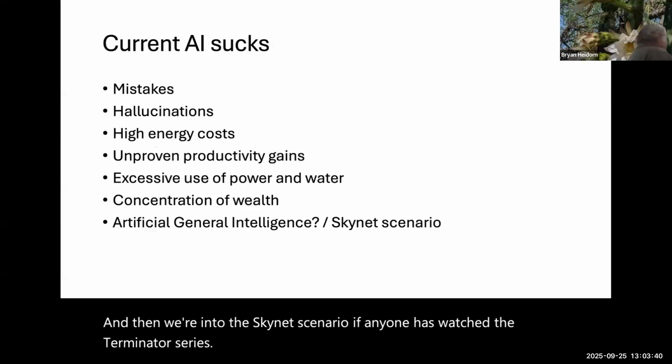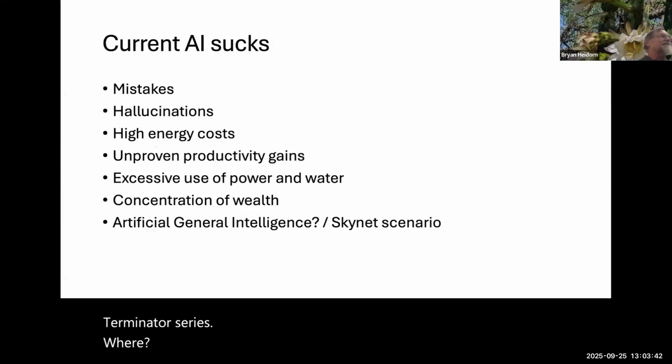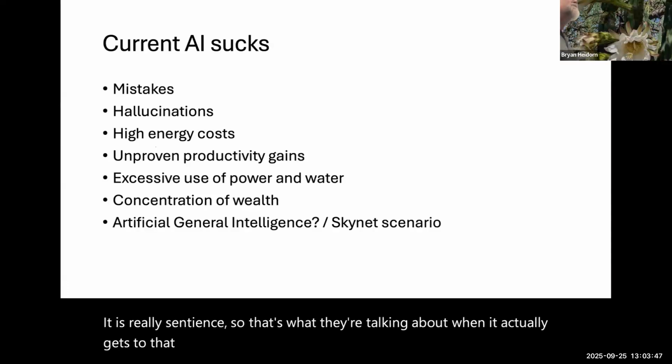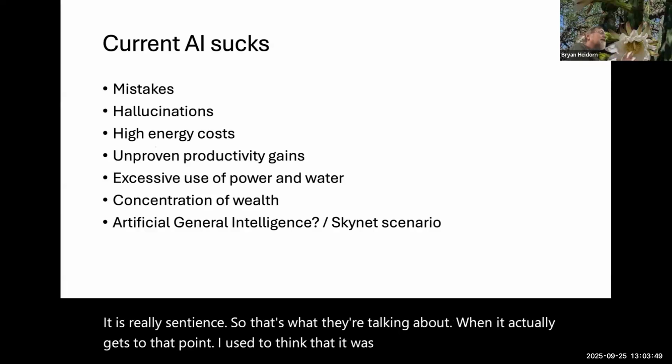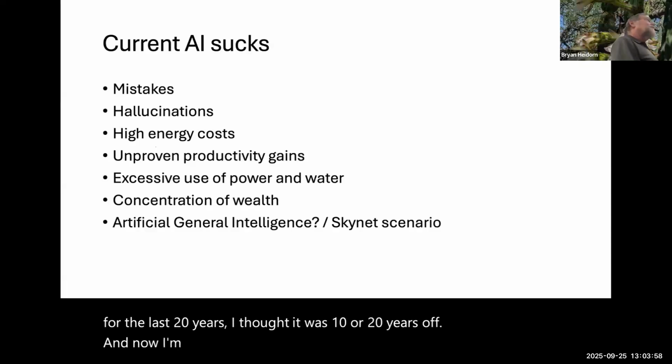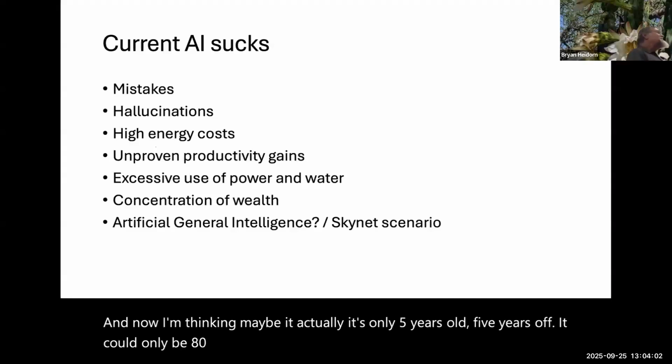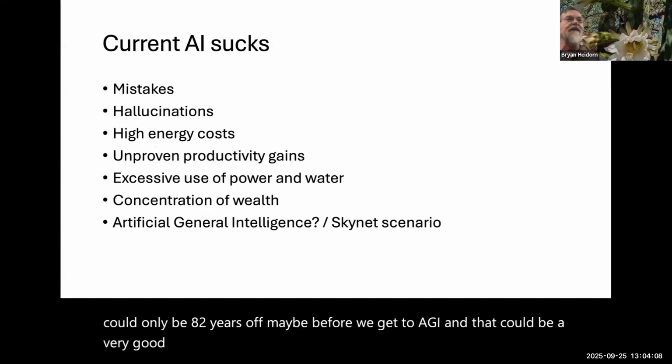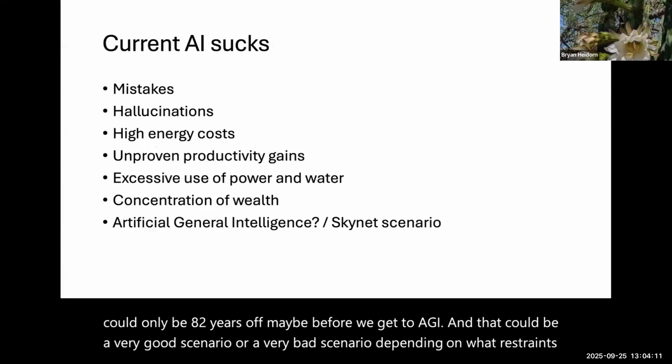where it is really sentience. So that's what they're talking about. When it actually gets to that point, I used to think that it was still 10 or 20 years off. Actually, for the last 20 years, I thought it was 10 or 20 years off. And now I'm thinking maybe it actually is only 5 years off. It could only be 2 years off, maybe, before we get to AGI. And that could be a very good scenario or a very bad scenario, depending on what restraints we put on the system.